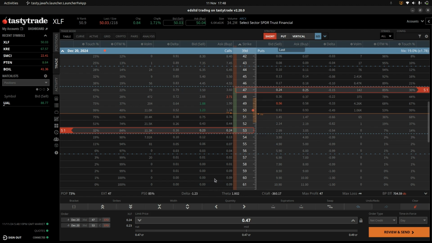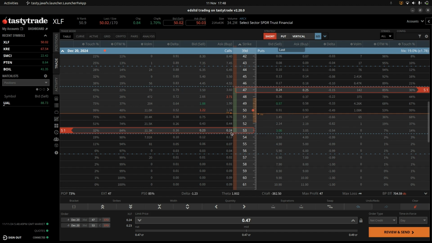And in terms of the numbers, how much money we'd make, we would collect $47 upfront in premium, and our broker is going to require just over $700 in buying power. So this is a low return on capital trade. However, that is also because IV is quite low on this. So IV rank is high, but absolute IV is low at 19%. So there's two different metrics that you want to keep in mind. But that's not to say that this would be a bad trade.